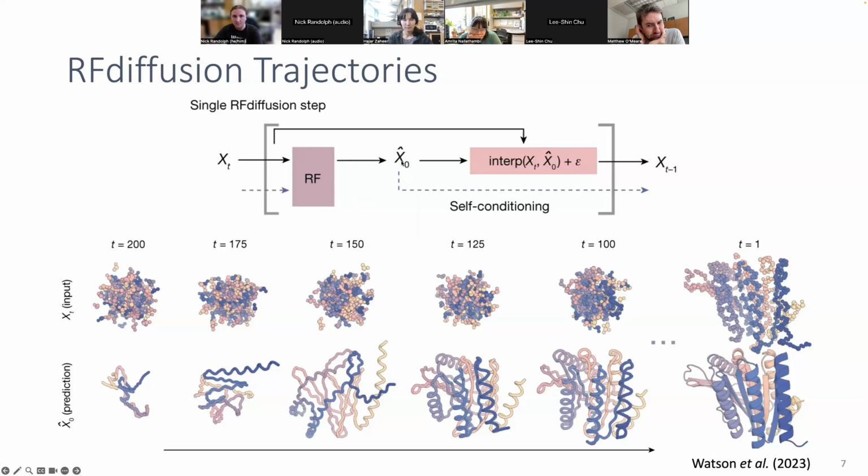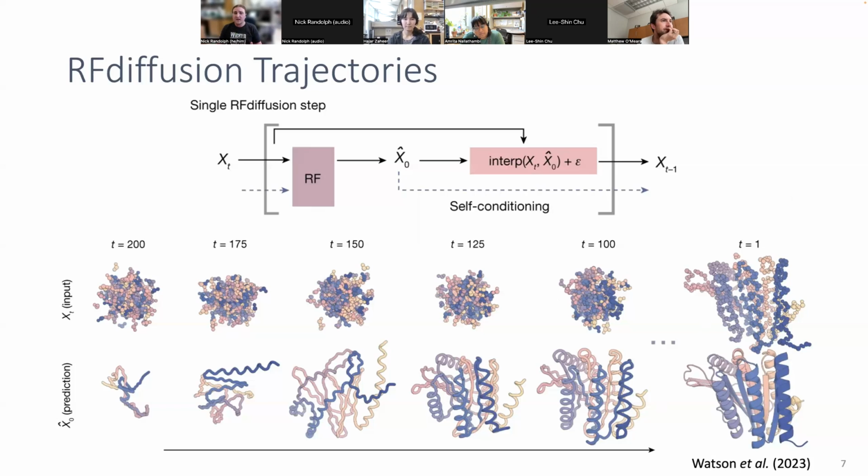So we throw it through RoseTTAFold again, and then we get our new ground truth prediction, which looks a little bit more like a protein, but it's still pretty spaghetti-like. We take another interpolation step. This looks a little bit more like the ground truth, and we keep going all the way down the line. Eventually you see these ground truth predictions look a lot more protein-like as we go, and these denoised structures start to resemble the ground truth as we go all the way to time step 0, time step 1. So this is what the denoising trajectory looks like for RoseTTAFold diffusion.